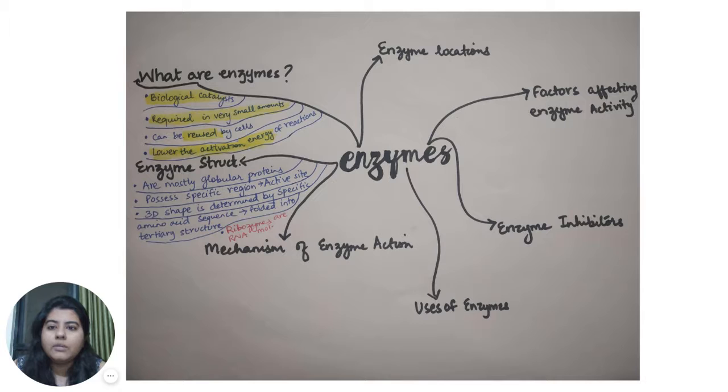The second important learning point from this unit was about the structure of enzymes. They're mostly globular proteins. You can also see that I have highlighted in red that some enzymes are specially not proteins. They are made up of RNA molecules and they are called ribozymes. Enzymes possess a specific region called the active site, which has a 3D shape because of the tertiary folding of the protein, and that is because of a specific sequence of amino acids in the polypeptide chain. So if you give excess heat, this tertiary structure gets denatured and the enzyme stops functioning.